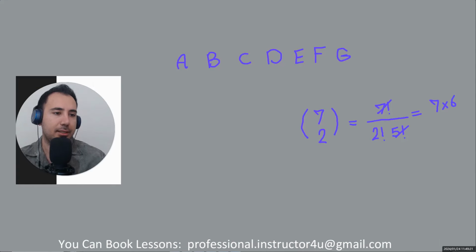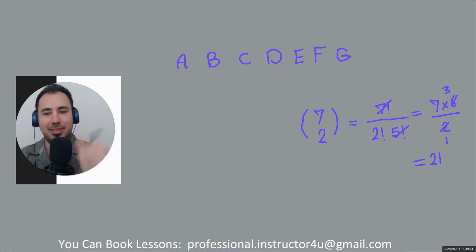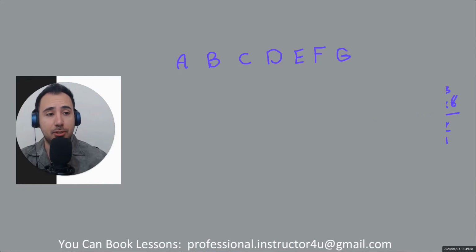And 2 factorial will be 2, okay? So this one 1, this one 3, so the answer is 21. There are 21 ways to just pick 2 friends from 7 friends and invite them over, okay? And we could apply it to this question.